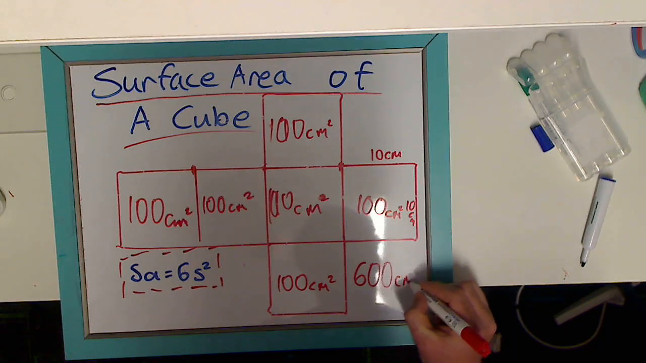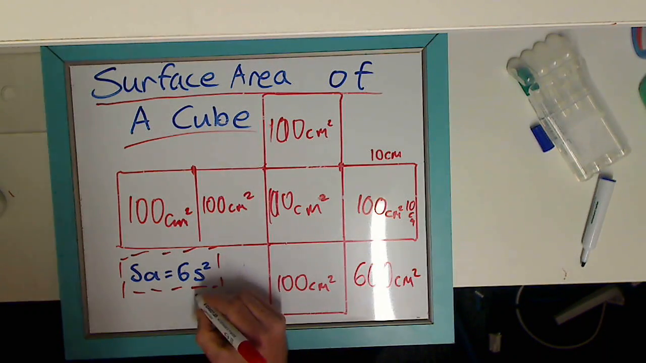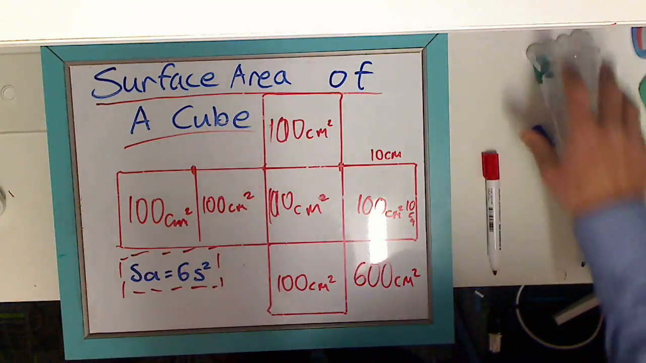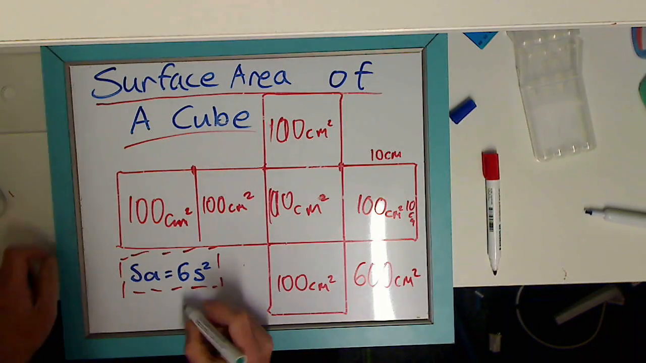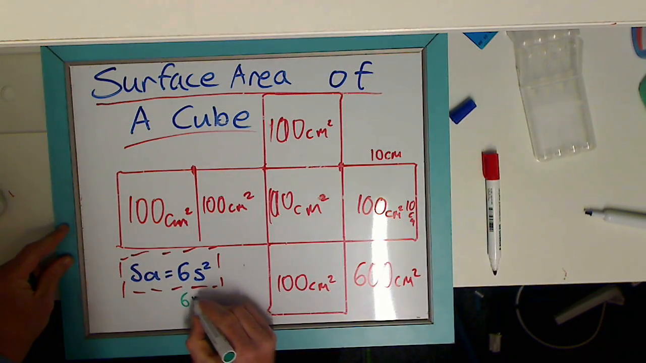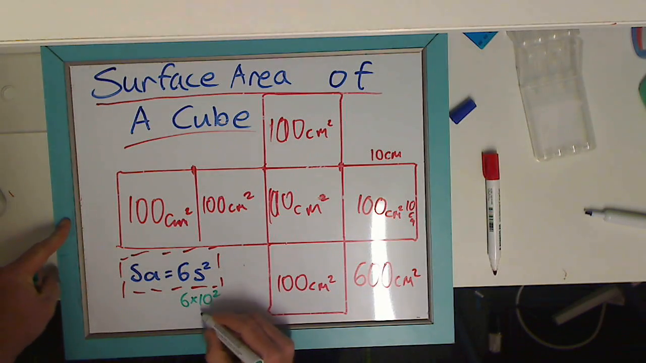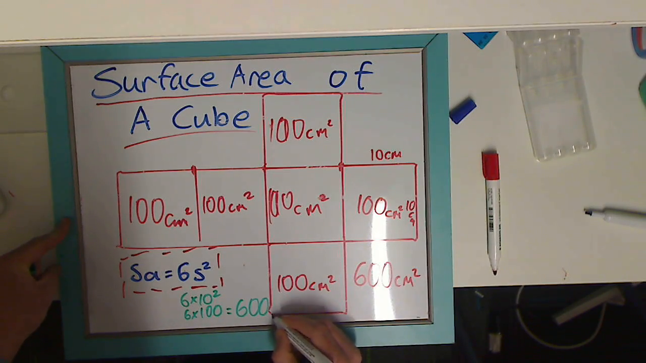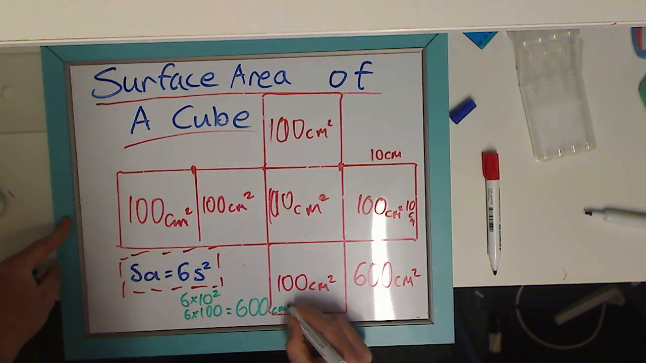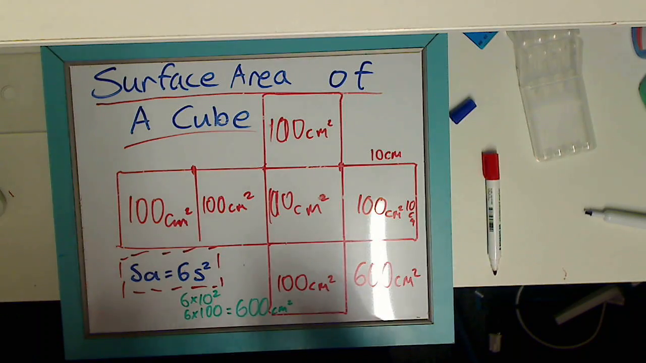600 centimeters squared. Okay, now I could have just put 10 into this formula, and I would have gotten 6 from the 6 times 10 from the s squared, well 10 squared is 100, so we've gotten 6 times 100, which equals 600, okay, centimeters squared. And as these are both the same, we can see the formula works.